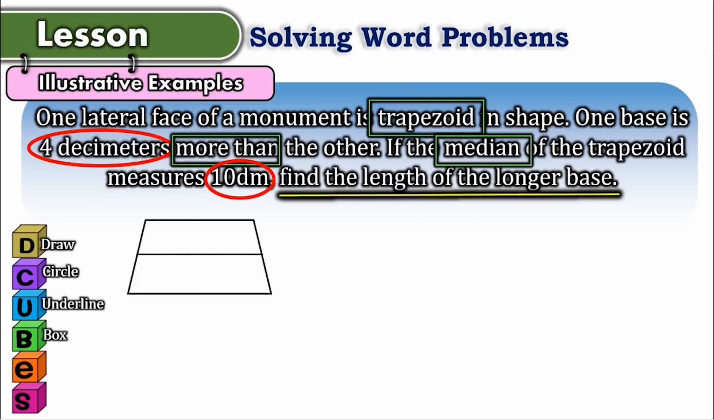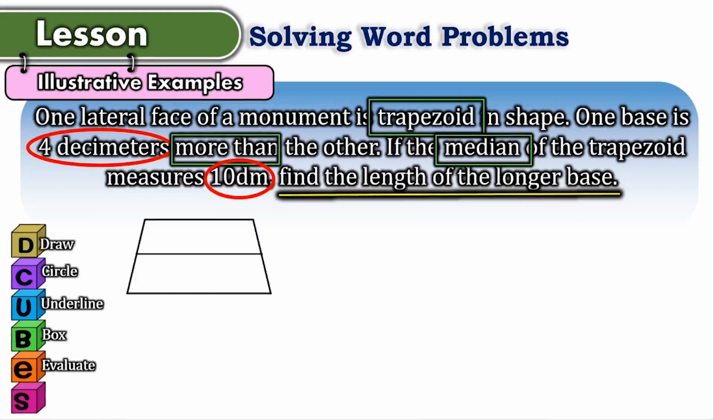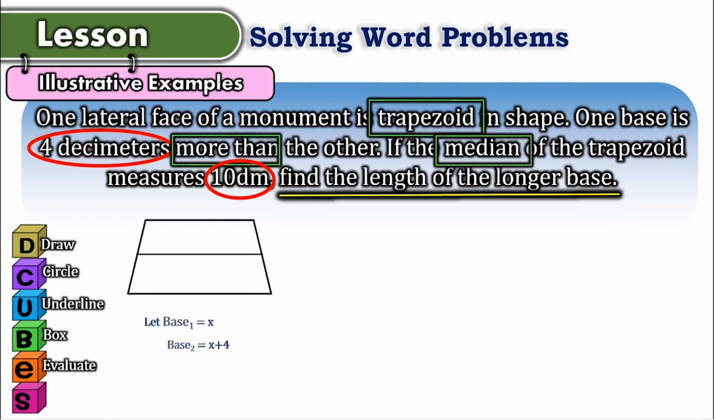Now let's evaluate. Based from the problem, one base is 4 decimeters more than the other. So we let base 1 be equal to x and base 2 be x plus 4. Given also in the problem is the median, which is equal to 10 decimeters. Use these details to label the illustration.